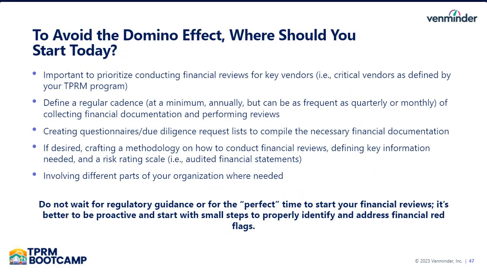So now that you understand what the domino effect is, how can you avoid it and where should you start? So first, it's always important to prioritize conducting financial reviews for key vendors, such as those critical and moderate critical vendors in your TPRM program. You should also define a regular cadence and enforce that cadence across all of your vendors across the board. And you should also document and centralize a lot of your processes and procedures, as we'll highlight later in the presentation. So create that methodology and then create the backbone of that methodology through those documentation policies and procedures.